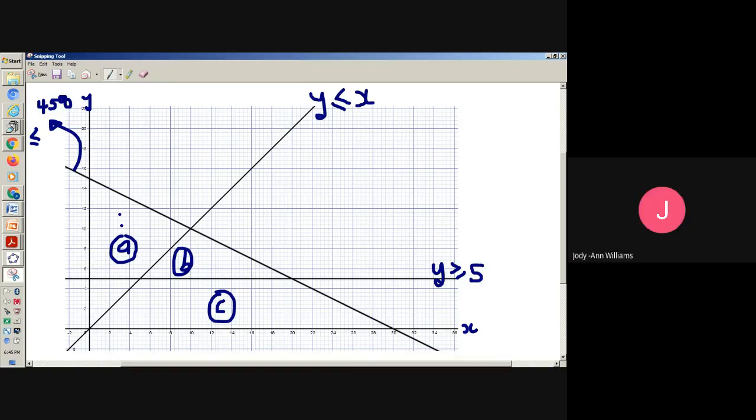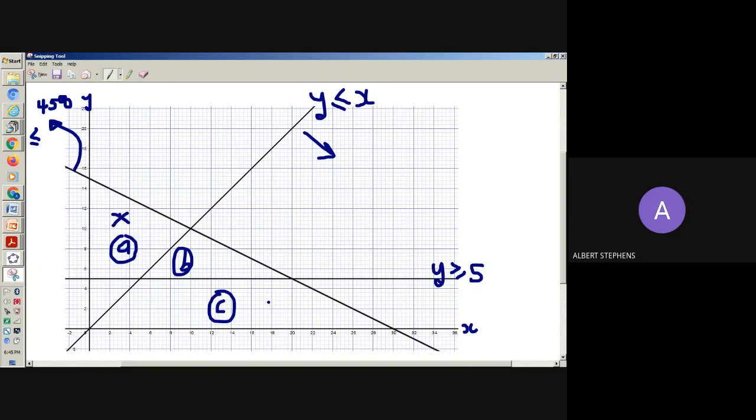Sir, because the y greater than 5 would be going up, and then the y less than 4,500 would be coming down. But the y less than x comes down there, so sir, it's not going to cover the area. It's not going to cover A. In other words, because this is coming down, it's not going to cover A. So that's why A is incorrect.